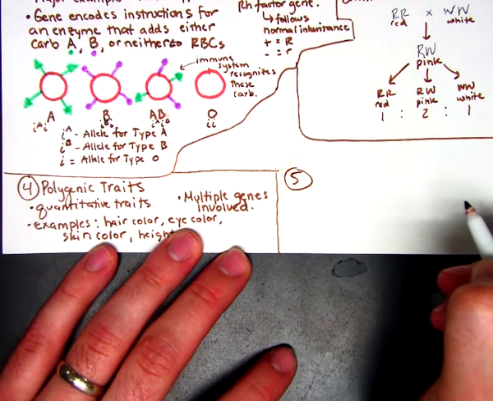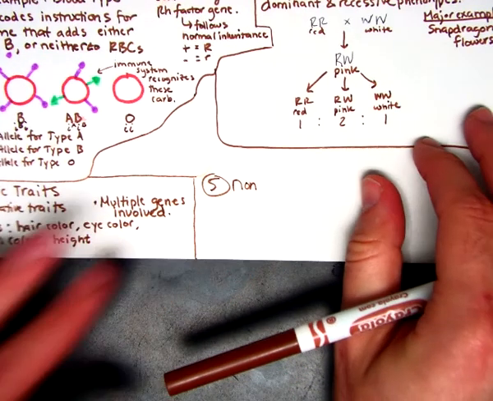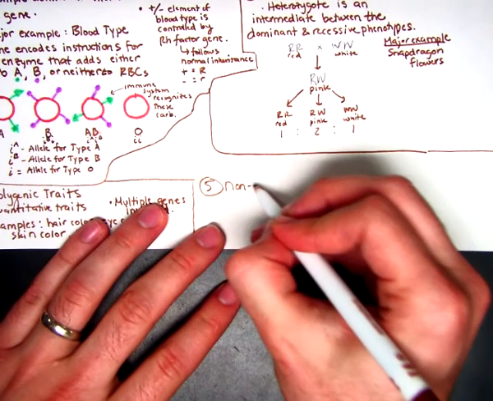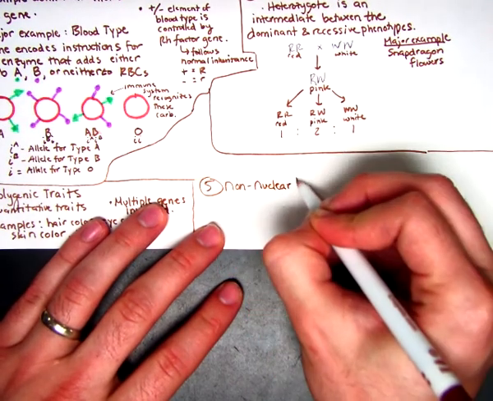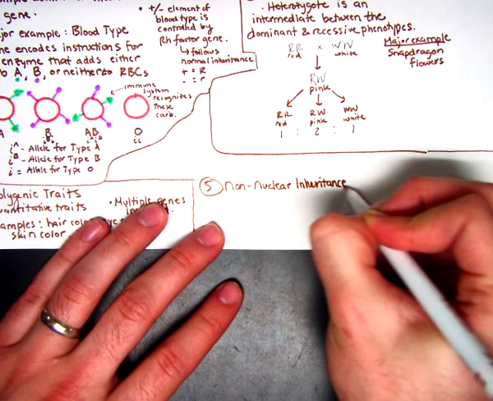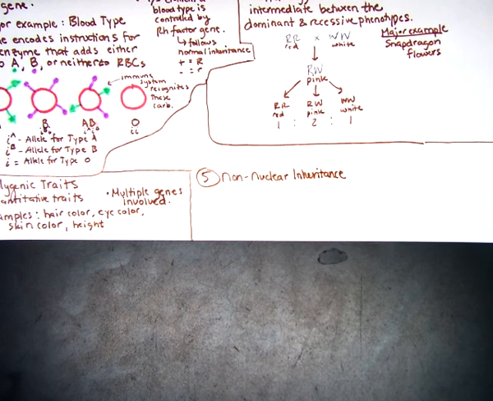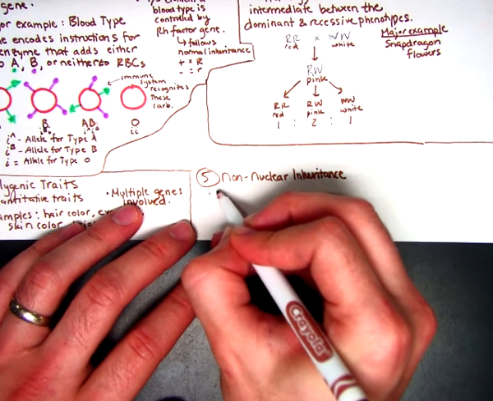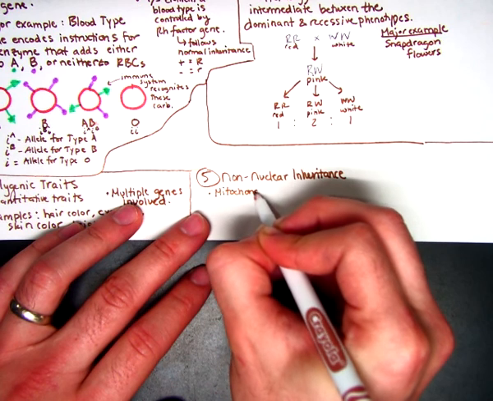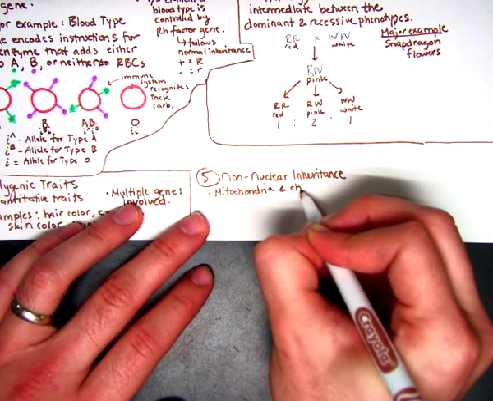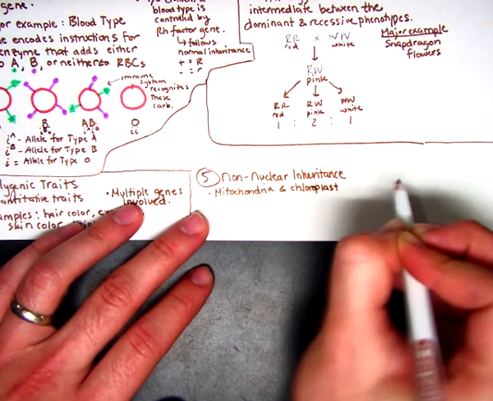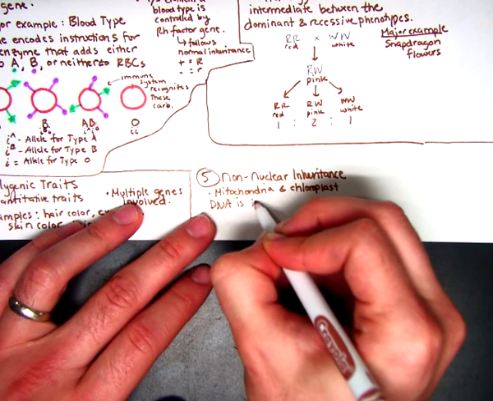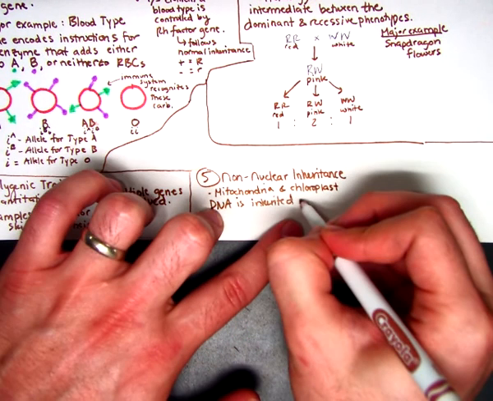5th one. Non-nuclear inheritance. And Mr. Anderson talked about this. I'm not going to go into too much depth here, but the idea is that, remember when we talked about endosymbiosis, chloroplasts and mitochondria, they have DNA in them. That DNA contains alleles, but mitochondria and chloroplasts DNA is inherited maternally.